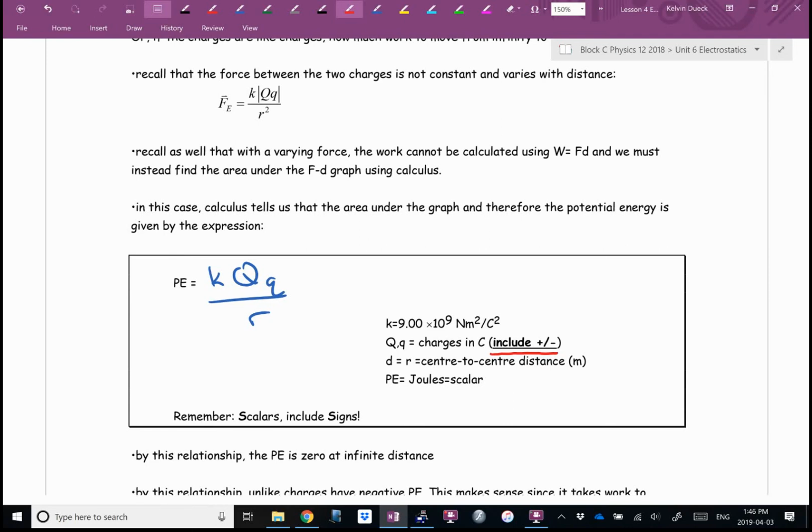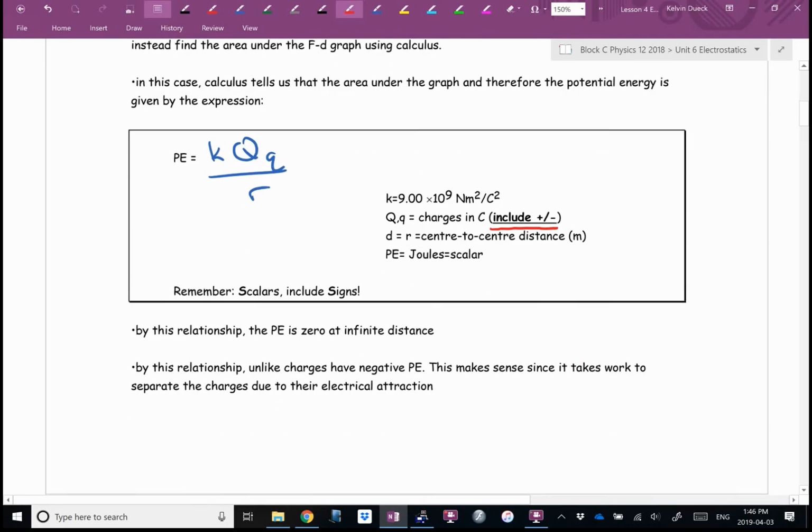By this relationship, potential energy is still 0 out at infinity. Calculus students, if you take the limit as r approaches infinity, you'll get 0. By this relationship, unlike charges have negative potential energy, which makes sense because if they have negative potential energy, to bring them out to zero where they don't want to go, you'll have to add energy. You'll have to do work.